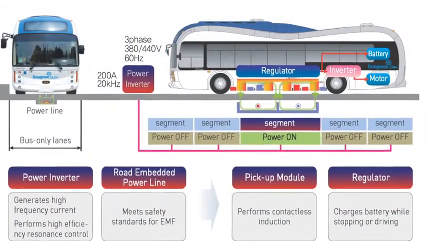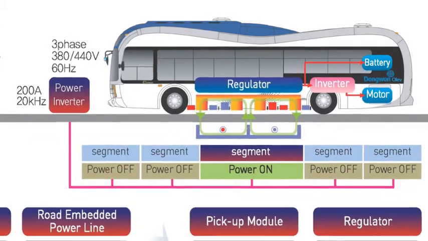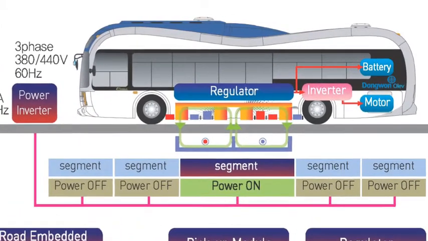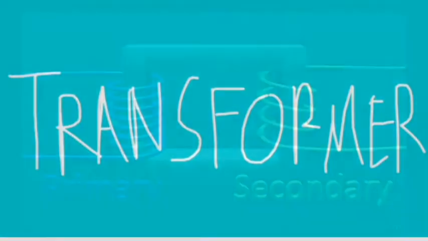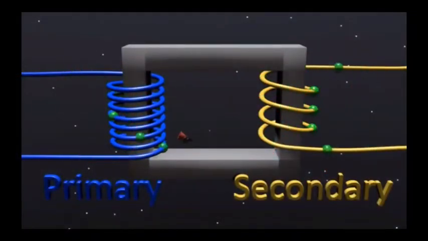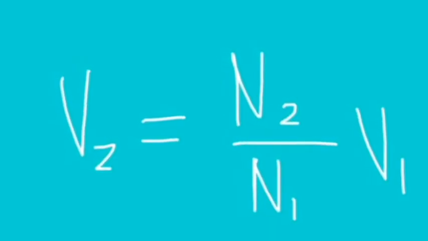These changing magnetic fields create a current in the second coil in the car, which is then used to power the car. This setup is based on the idea of a transformer. Here, current from one coil of N1 turns induces a magnetic field, which induces a current in the second coil of N2 turns. Induced voltage depends on the ratio of the number of turns of each coil.